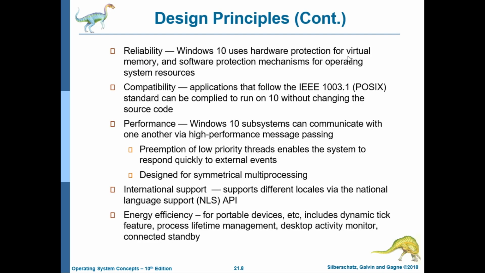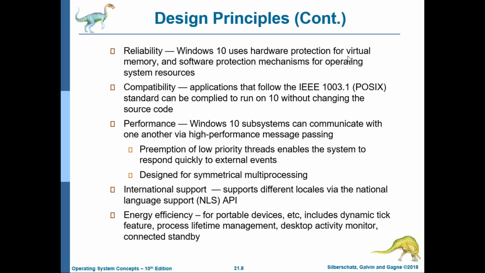So next we have reliability. Windows 10 uses hardware protection for virtual memory and software protection mechanisms for operating system resources. And then for compatibility, applications that follow the IEEE 1003.1 POSIX standard can be compiled to run on Windows 10 without changing the source code. And in terms of performance, Windows 10 subsystems can communicate with one another via high-performance message passing. Preemption of low-priority threads enables the system to respond quickly to external events. And Windows 10 is also designed for symmetrical multiprocessing.